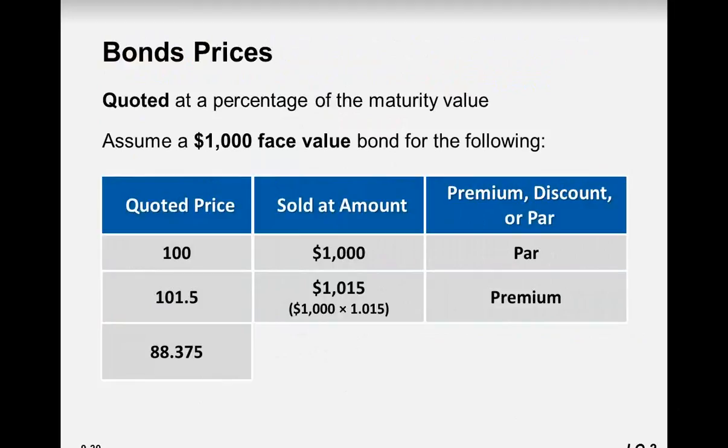And if a bond is sold at a discount, it will be less than 100%. In this case, it was sold at 88.375 as its quoted price, and therefore the company would get $883.75 for this bond when it was sold, and that would be a discount.